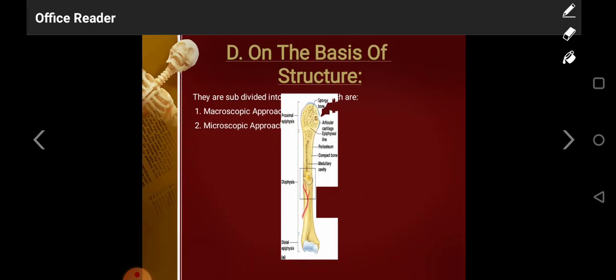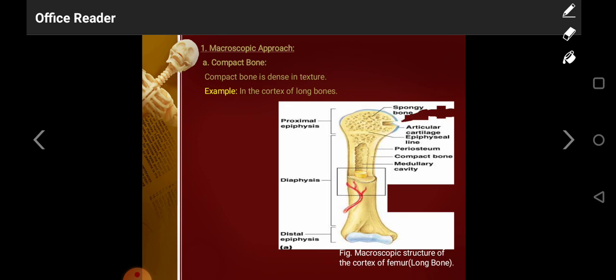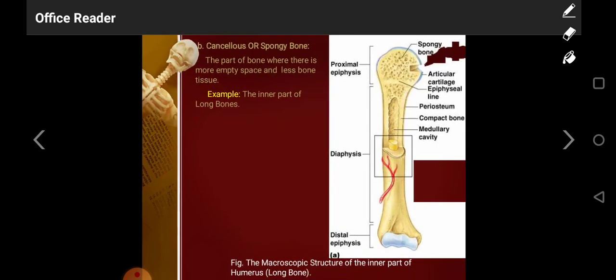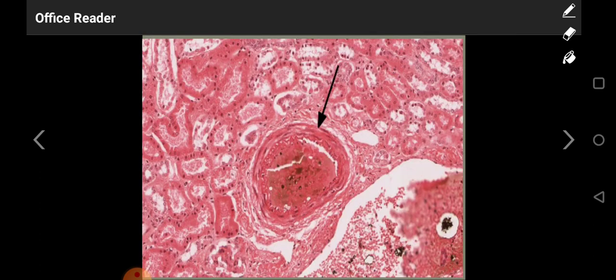Then on the basis of structure, we have classified bones. First, we have the macroscopic approach. The macroscopic approach contains the compact bone, which is dense in texture. It is depicted in the diagram. Example, it is found in the cortex of the long bone. And B is the cancellous or spongy bone. It is the part of the bone where there are more empty spaces and less bone tissue. Example, the inner part of the long bone.